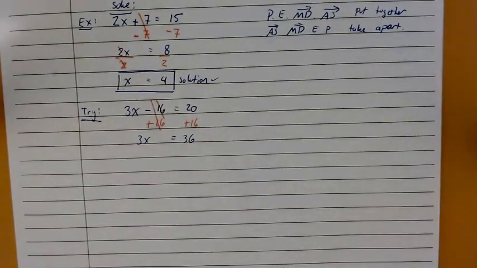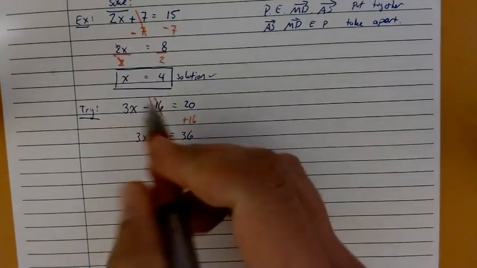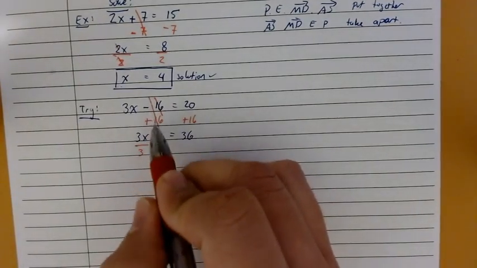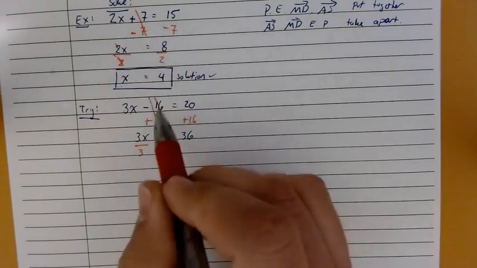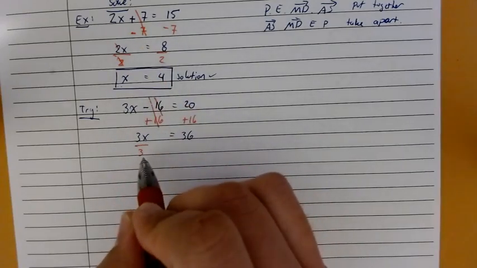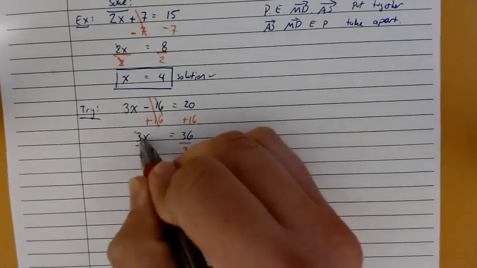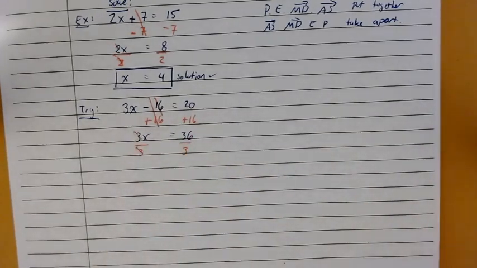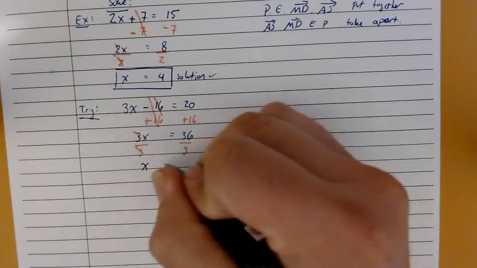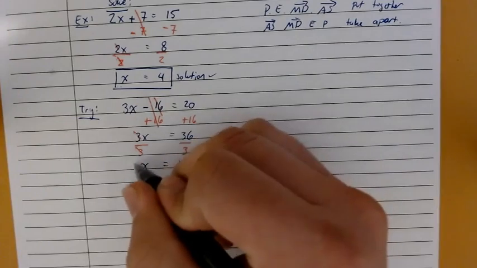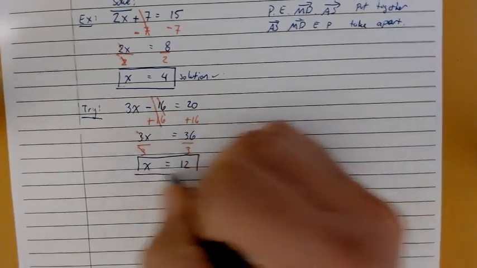And now we want to go ahead and get rid of that 3. Since that's being multiplied, we want to go ahead and divide. To get rid of addition, we use subtraction. To get rid of subtraction, we use addition. Here, to get rid of multiplication, we use division. To get rid of division, we use multiplication. Here, 3 divides 3 to give us 1, which is what we want. We want 1x. Over here, 36 divided by 3 is 12. And that is our solution.